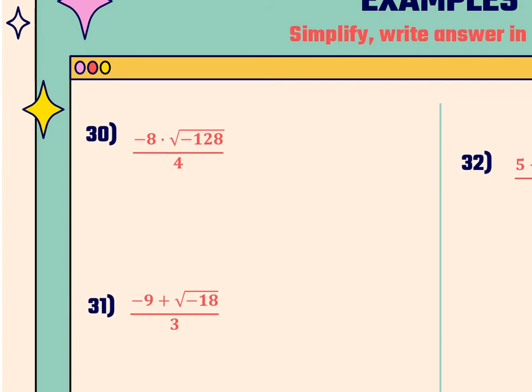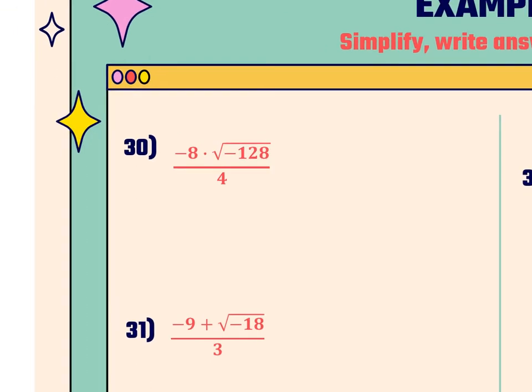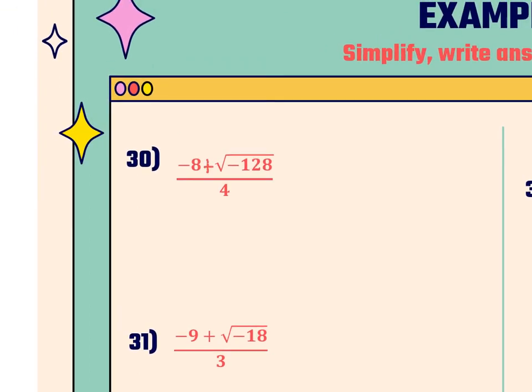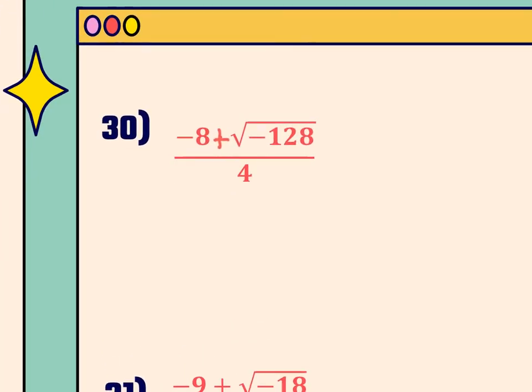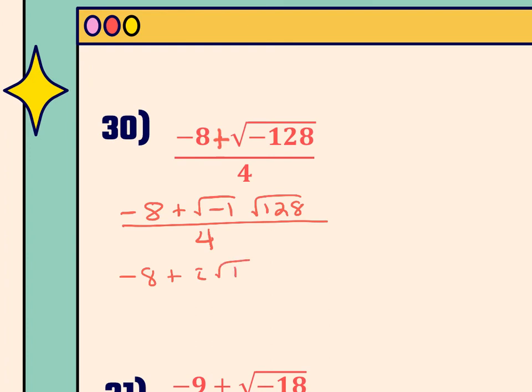Now I'm going to change this to a plus sign. This is a typo. Make that a plus sign. So now, do not be tempted to simplify the 8 and the 4 right now. You need to break down the radical first. So I'm going to get negative 8 plus negative 1 times positive 128. Now I have negative 8 plus i radical 128 over 4.